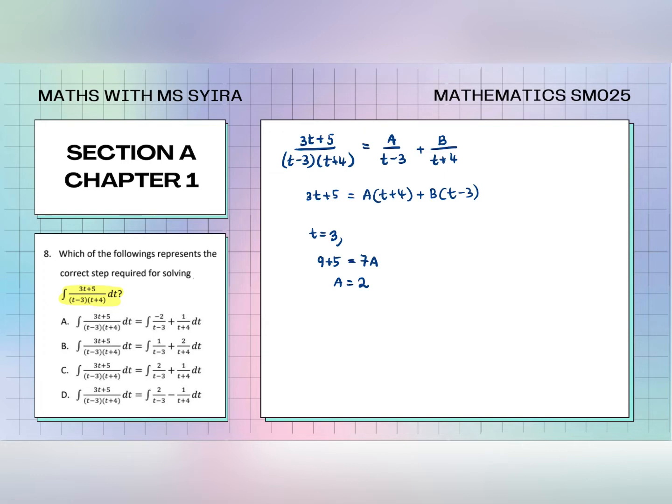So here we can actually already see the answer, option B can be eliminated, because our A is 2. Now B, so t will be equal to negative 4. When we substitute negative 4, here negative 12 plus 5 will be negative 7. And then B, negative 4 minus 3 will be negative 7. So we have B equals 1. Do you see that B here is 1? Where is the positive 1? Here. So the negative here can actually be eliminated, and the value of A can be eliminated too. So we have B positive. So the answer should be C.